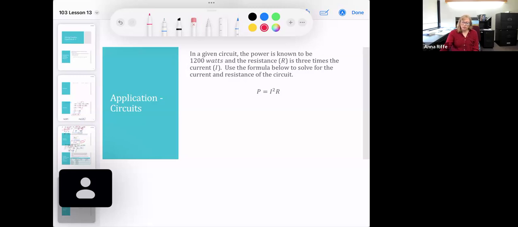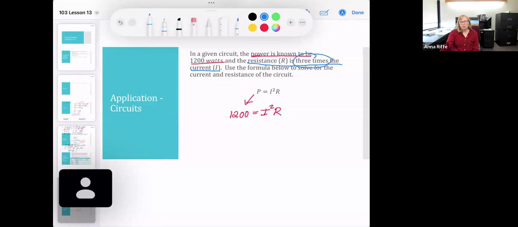So let's see here. I'm going to start by filling in what I know. We're told that power is 1200 watts. Is equal to I squared times R. And then we're given one more piece of information. We're told that the resistance is 3 times the current.